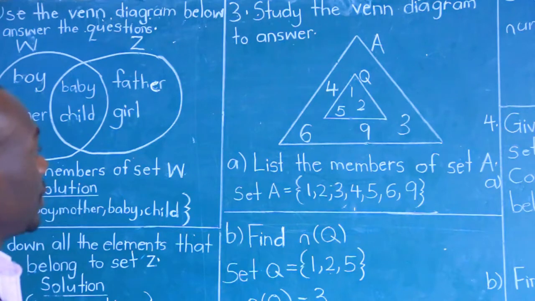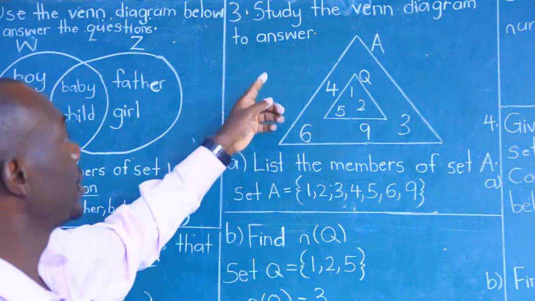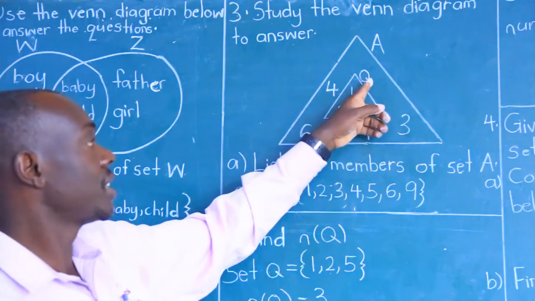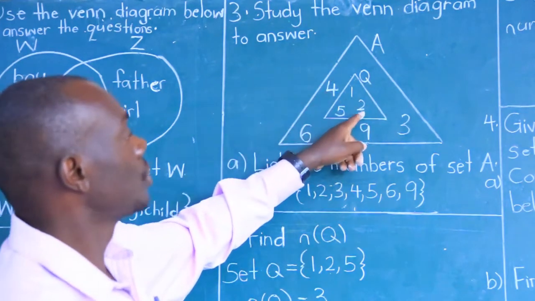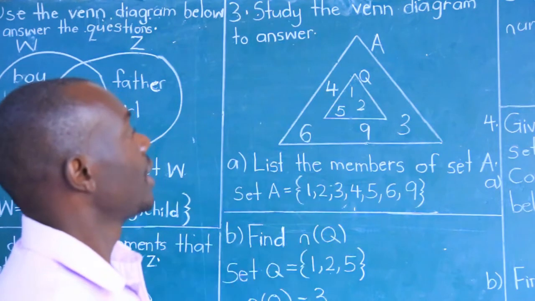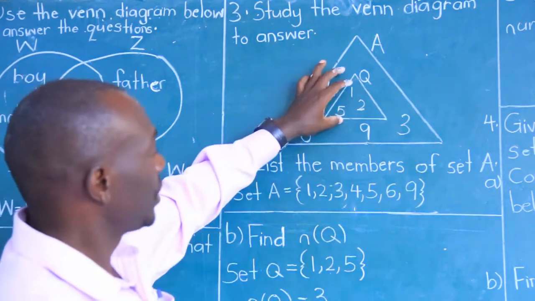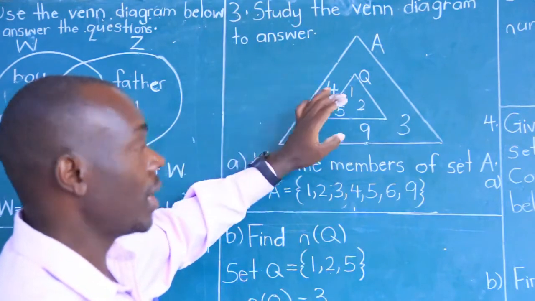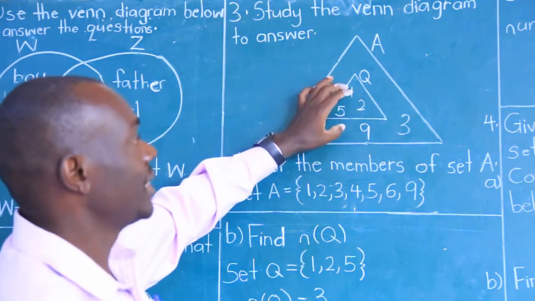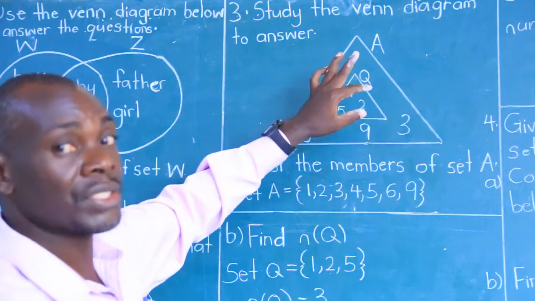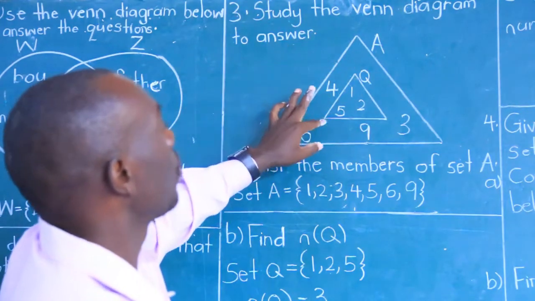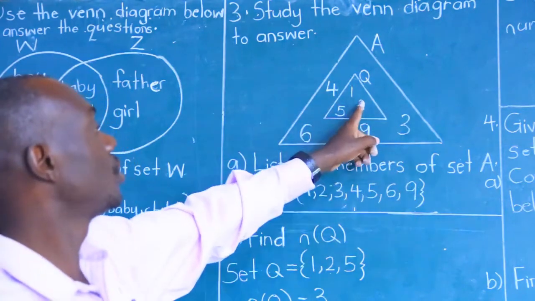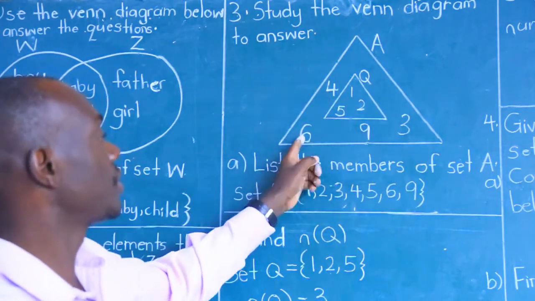Now, if that is true, then let's study like we've been asked to and answer accordingly. Members in set Q are 1, 2, 5. Then it is again the intersection of A and Q. Why? All members in Q are actually inside A. That's why we're saying it is a subset. So what are the members of set A then? They are 1, 2, 3, 4, 5, 6, 9.